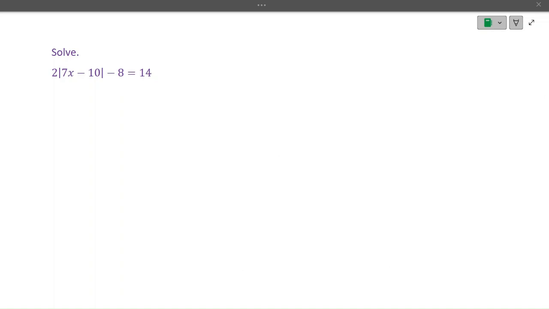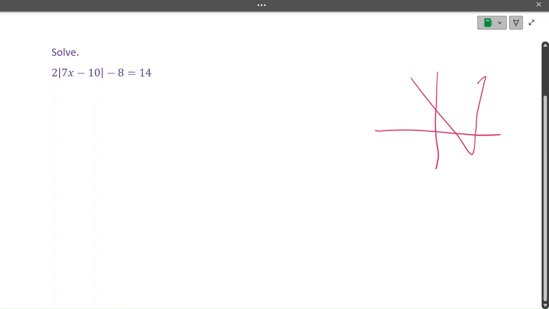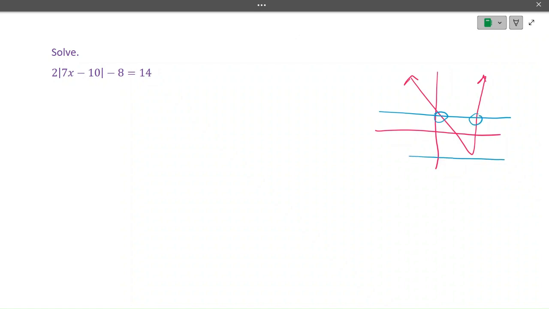Today we are solving an absolute value equation. Remember, absolute value equations might look something like this. A lot of times we end up with two solutions, in which case it hits the graph two times. We could also have one solution where it hits the vertex of our absolute value function, or we could have no solutions because it doesn't intersect with the graph. So let's go ahead and get started here and see what we have.